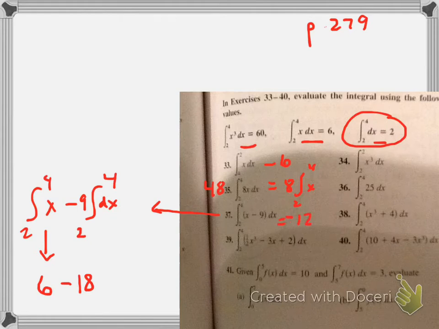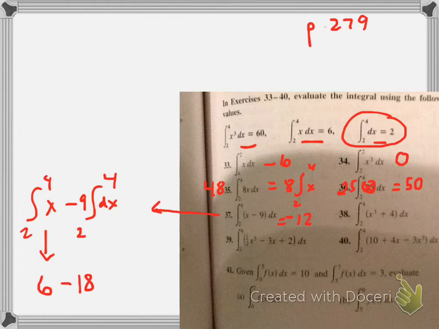And then let's go over to number 34. The integral from 2 to 2, if you're going to the same bound, that's always 0. The integral from 2 to 4 of 25 is the same as taking this 25 and putting it out front, so it would be 25 dx. Well, the integral from 2 to 4 of dx is 2. 25 times 2 is 50.